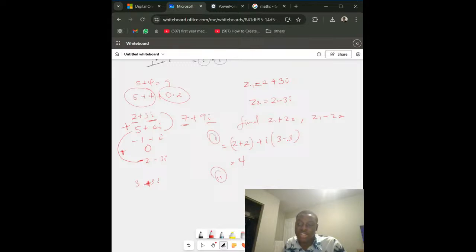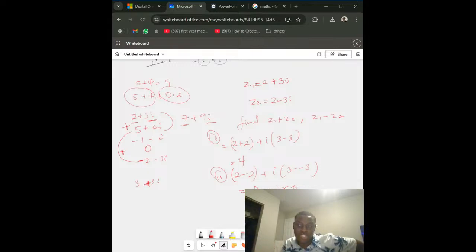How about Z1 minus Z2? 2 minus 2, because it's 2 minus 2, right? Like I said, you could group it, then figure out the i part. Now the i part is 3, the first one, minus minus 3. That's minus minus 3, right? And then 2 minus 2, we know that as 0. And then plus i times 3 minus minus 3, which is 6. You should know that. And the answer would be 6i.